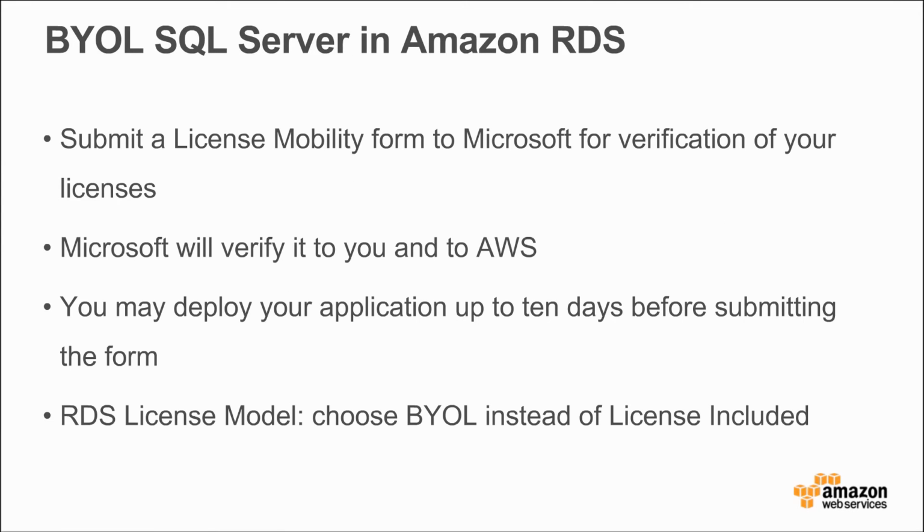Okay, now if you're interested in bringing your own license to RDS, you can do that as well. You just submit a license mobility form to Microsoft to verify your licenses. And that form is on our website. And then Microsoft will email you and AWS to verify. And you can deploy your application up to 10 days before submitting the form. When you launch your RDS instance, you will just choose BYOL instead of license included in the dropdown. Today in the demo, I'm going to show you how to do license included.